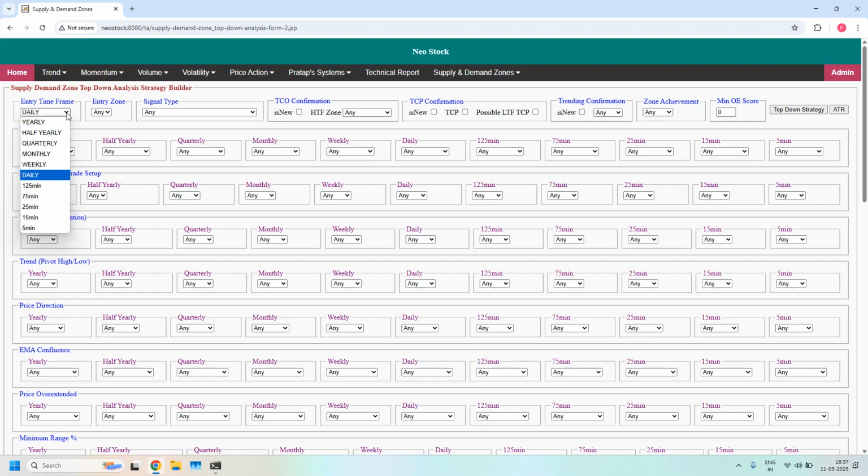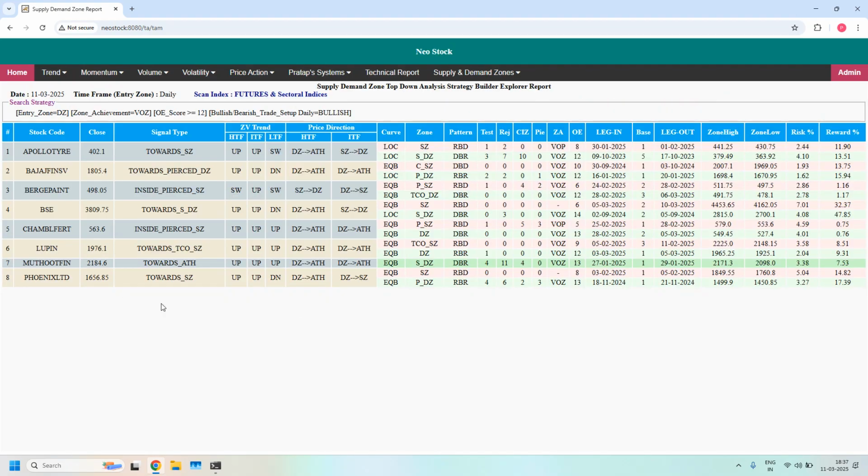For monthly income trade, bullish trade setup, entry time frame daily, entry zone, demand zone, bullish or bearish trade setup at daily time frame. I am selecting bullish. Zone achievement violated opposing zone, minimum order enhancer score is 12. With these filters, we got 8 stocks. These 8 stocks are currently supporting bullish trade setup for monthly income trade.